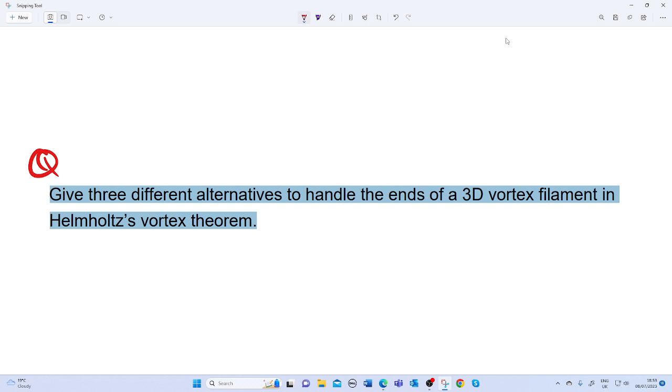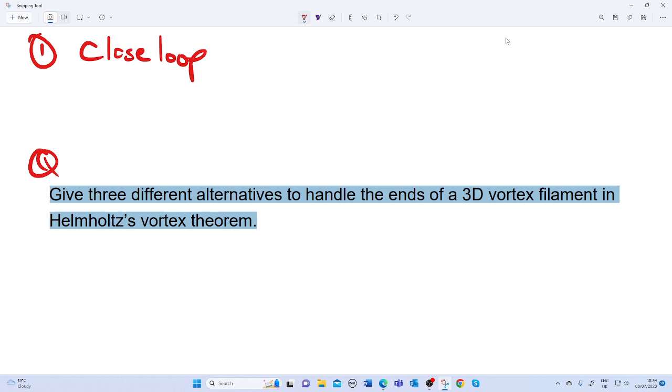The first one is what we call the closed loop. This is the first alternative, which makes an assumption that the vortex filament forms a closed loop. And what does it mean? It means that both ends of the filament are connected.